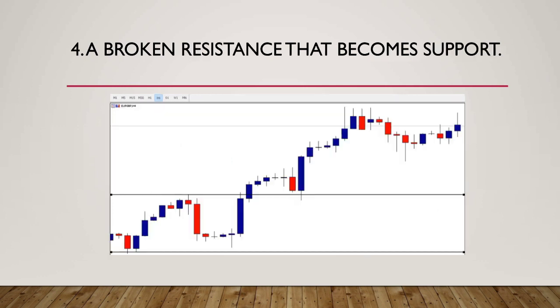The broken resistance is now support, so it's the same thing, just opposite. All right, it has tried to break through the resistance. It didn't, however it did in the end, and as you can see here, it retested the resistance, which is now support, because it got rejected. So it goes up from there, and then it makes a new resistance up here, right?